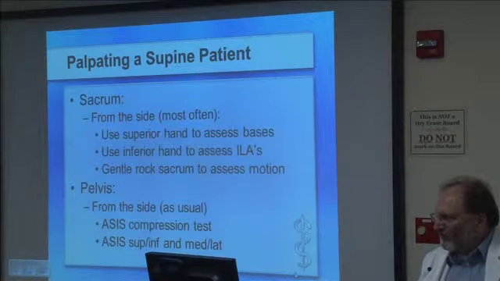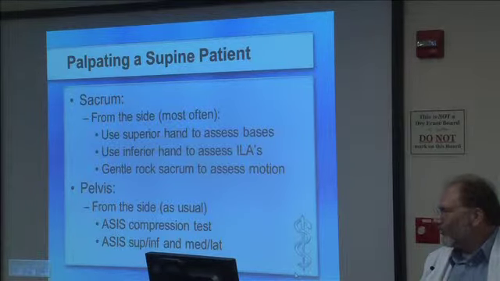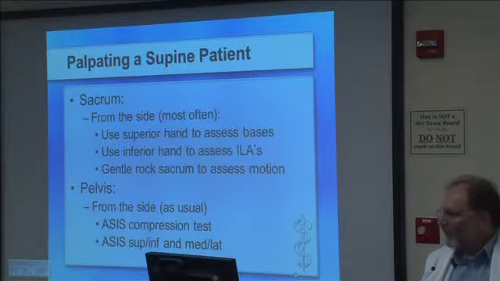But don't be afraid to get in there and assess that area. Particularly that ability to rock the sacrum and get it moving again is a very important process that helps the parasympathetics. Remember, your goal is to get the patient better and get them out of here as soon as you can. So again, your ASI compression test.